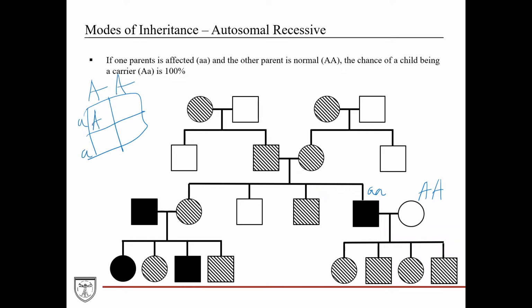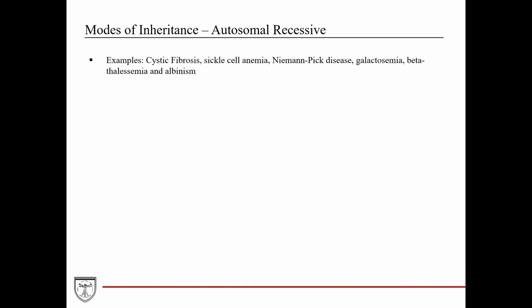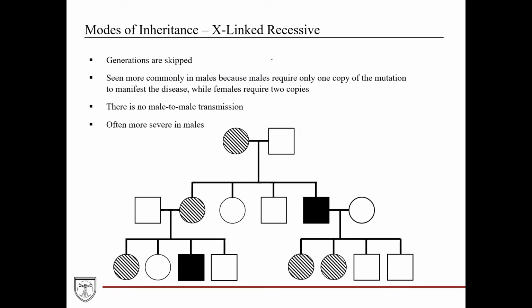The chance of the children being a carrier, as you can see with the Punnett square here, is 100%. And then if you look here again, they had 4 children, and all 4 of them were carriers of the disorder. Some examples of diseases that exhibit autosomal recessive inheritance are cystic fibrosis, sickle cell anemia, Niemann-Pick disease, galactosemia, beta thalassemia, and then albinism. So now we're going to go through the X-linked modes of inheritance.